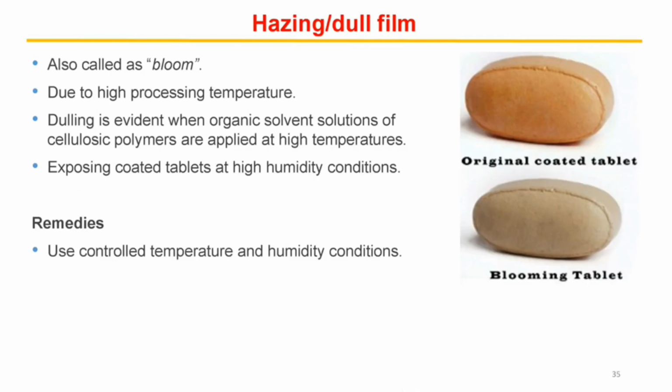Hazing or dull film, also called bloom, is due to high processing temperature. Dulling is evident when organic solvent solutions of cellulosic polymers are applied at high temperatures, exposing coated tablets to high humidity conditions. Remedies: use controlled temperature and humidity conditions.